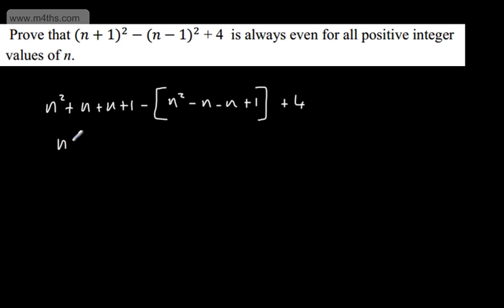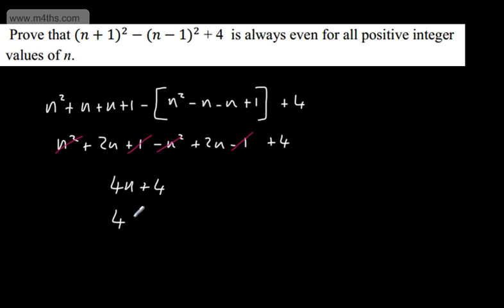So this is going to give me n² + 2n + 1 minus n². This is going to give me minus 2n, so we add that, plus 2n, minus the 1, plus the 4. So if we look, we can see the n squareds are going to cancel, the 1s are going to cancel. We've got 4n + 4. So let's write this in.